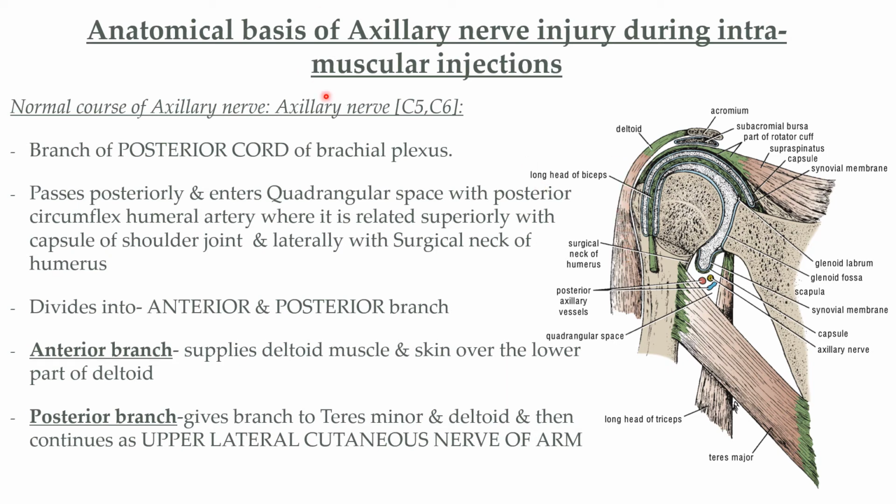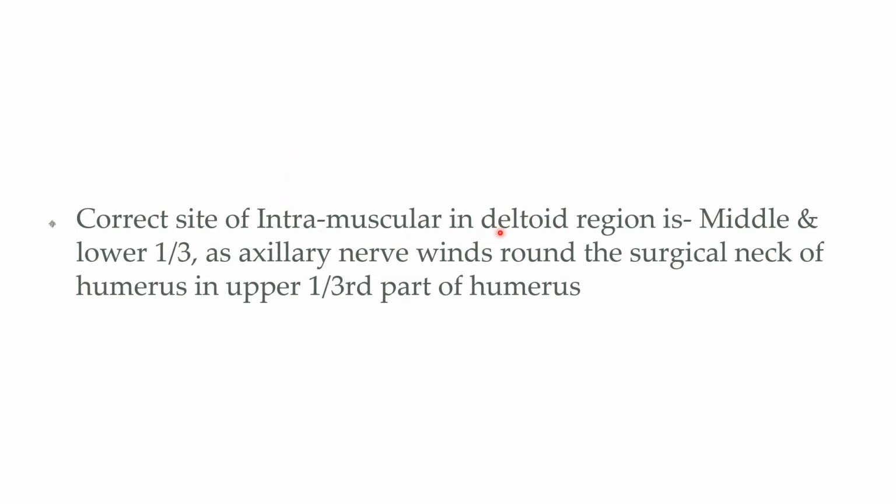So summarizing the anatomical basis, we talked about the normal course of the axillary nerve, and because the axillary nerve winds round the surgical neck of the humerus posteriorly, if intramuscular injections are given in the upper one-third part of the deltoid, then this axillary nerve is at risk to get punctured. The correct site of intramuscular injection in the deltoid region is either in the middle one-third of the deltoid or in the lower one-third of the deltoid, because if given in the upper one-third, then axillary nerve is at risk to get injured.